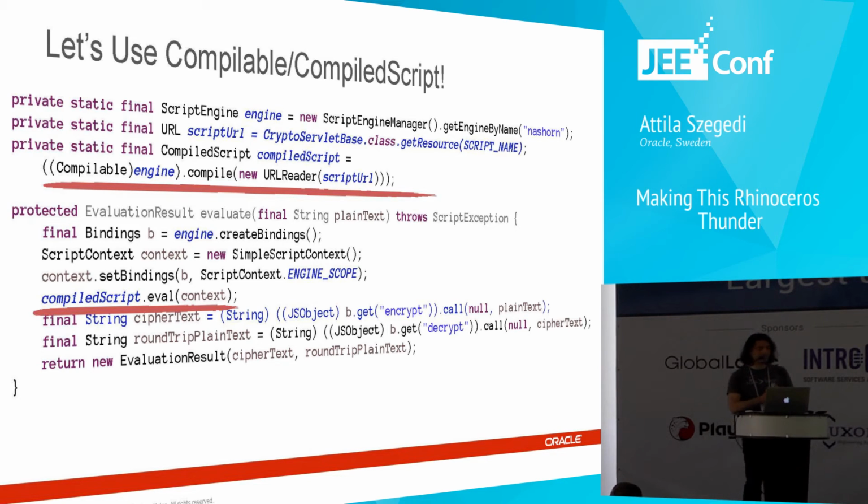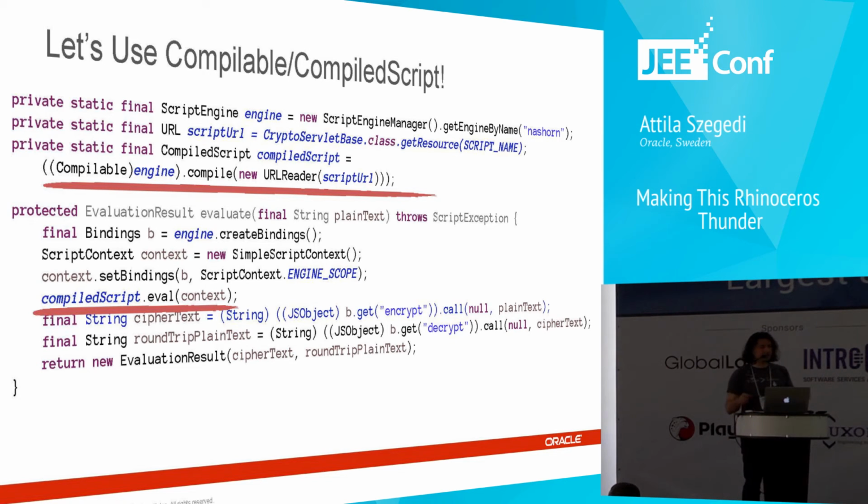If you want to avoid this whole deal with URL readers, you can use another feature of the JavaScript API, which is the Compilable interface. You can take an engine, cast it to Compilable, at which time you can ask it to give you a compiled script, which is a theoretically optimized representation of your script. What's different from the previous is that you just compile it, and after that you will always be evaluating that compiled script.